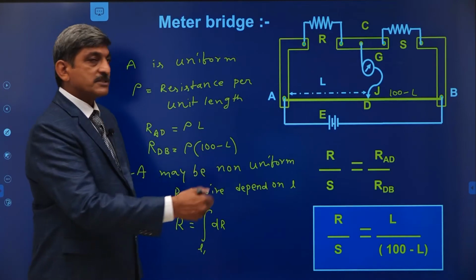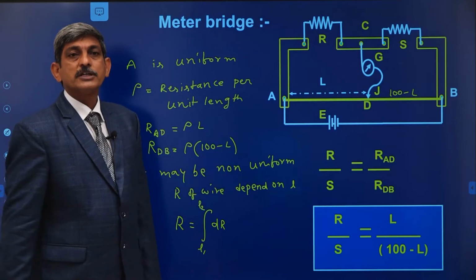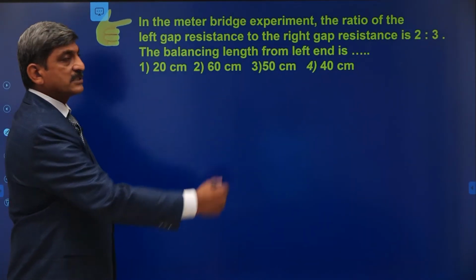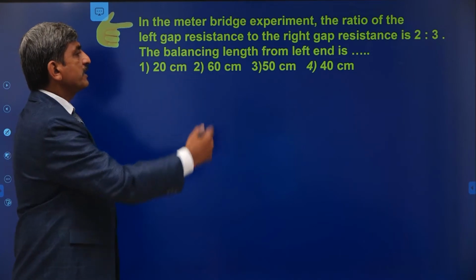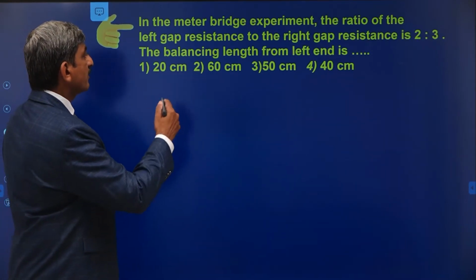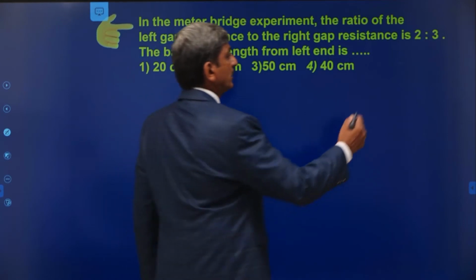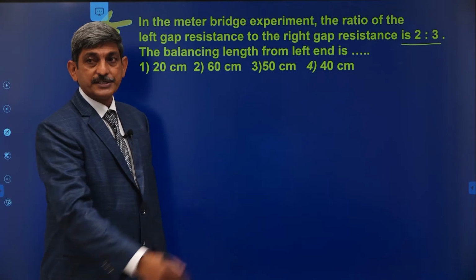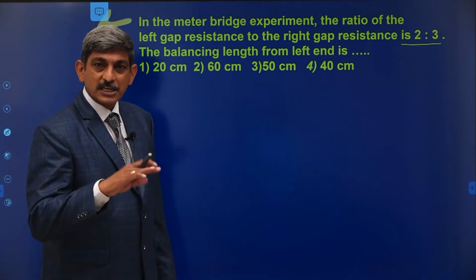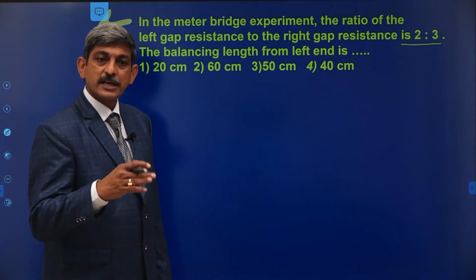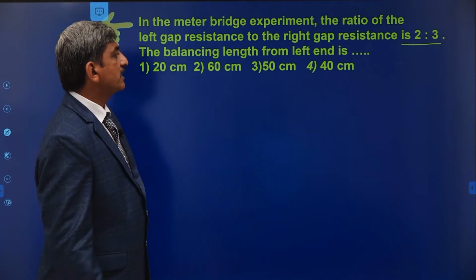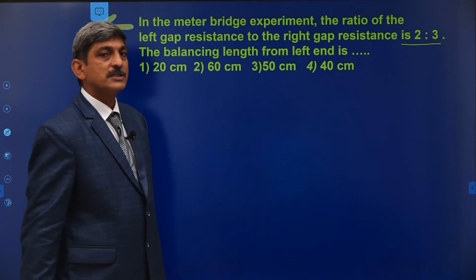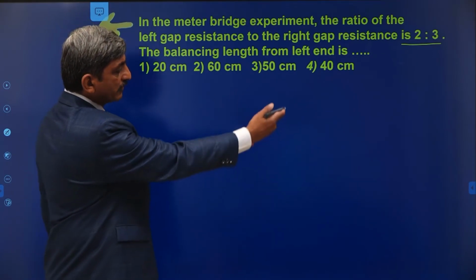Now using these concepts, I am going to explain some problems related to the meter bridge. Look at the screen. In the meter bridge experiment, the ratio of the left gap resistance to the right gap resistance is 2:3. The balancing length from the left end is dash. See here, the resistance in the left gap is not given, the resistance in the right gap is also not given. But it is given that the ratio of the resistances in the left gap to the right gap is 2:3.